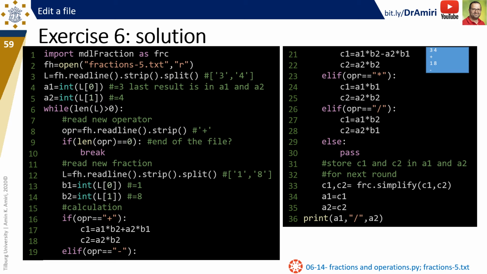So if we go back to line 6, here you see that we have another operator, minus. We're going to read that operator in line 8. So this time in the second iteration, OPR is equal to minus, and then the rest of the code is executed like what I just explained. And after doing everything, in line 36, we just print A1 and A2 to show the outcome.